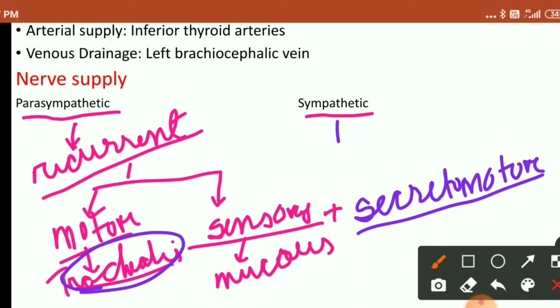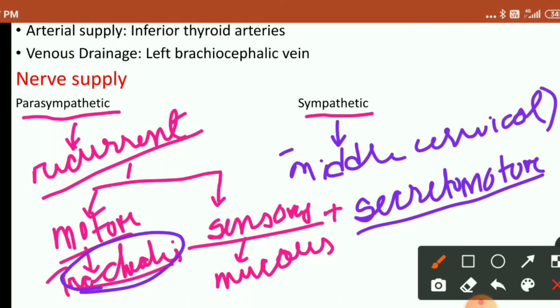Now we come to sympathetic. Sympathetic is from the middle cervical ganglion. Okay, so in short, this is the autonomic nervous system, parasympathetic and sympathetic nerve supply to trachea.